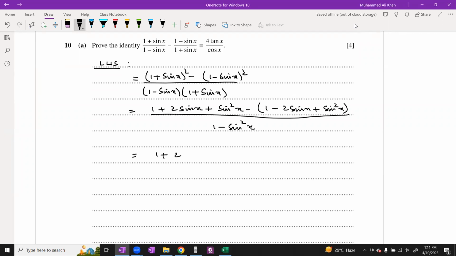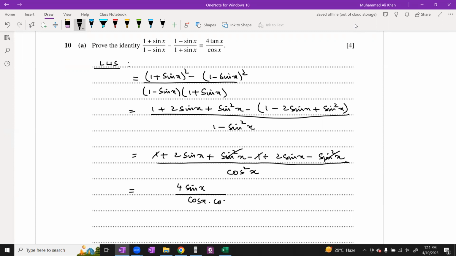Now, 1 plus 2 sin x plus sin square x minus 1 plus 2 sin x minus sin square x divided by cos square x. Likha ja sakta hai. Dekhte hain, zarurat hogi to use kar lenge. Cancel out, upar kya bacha? 4 sin x over, isko main aise likh raha hu, cos x. Perfect. So now, sin upon cos kya ho gaya? tan x. Denominator mein kya reh gaya? Cos x. This we have to prove. Hopefully, it is clear.